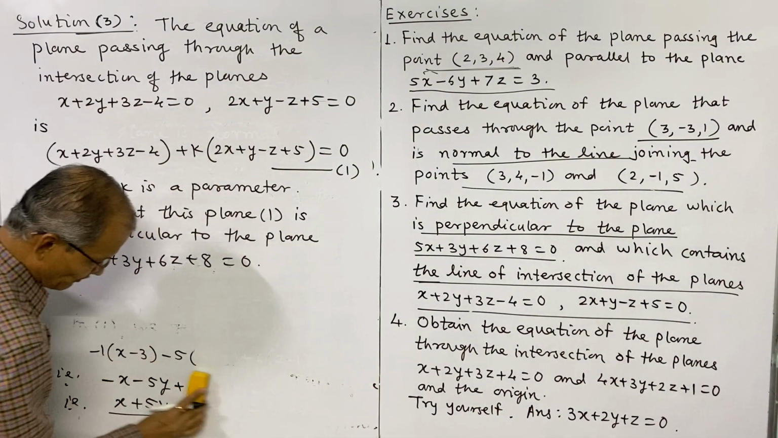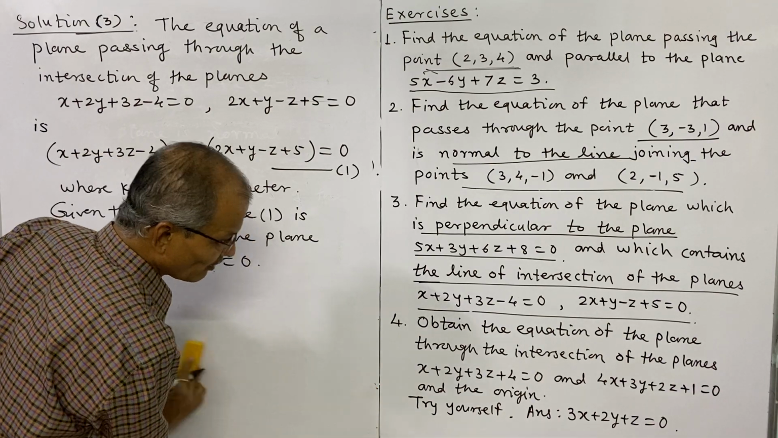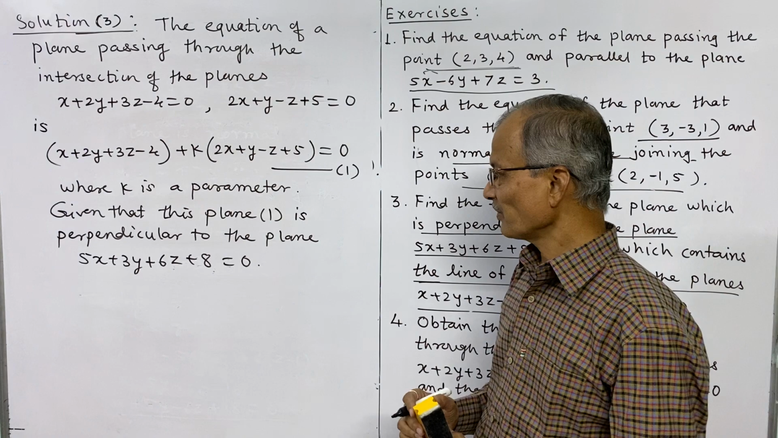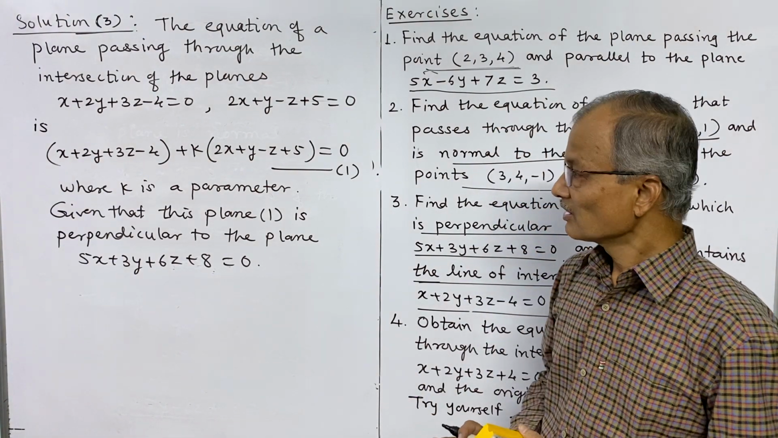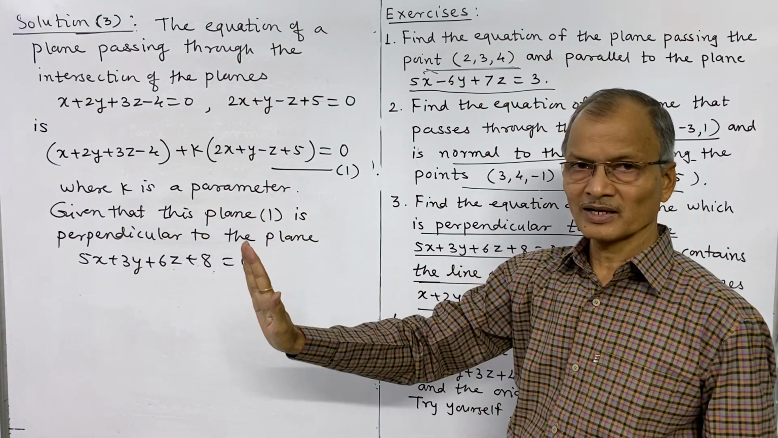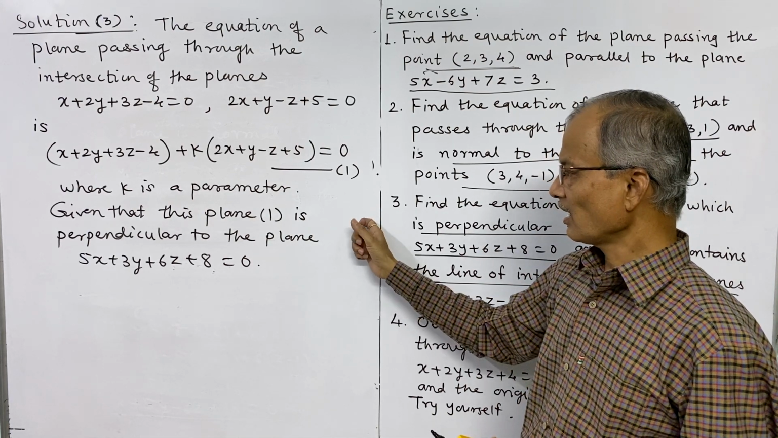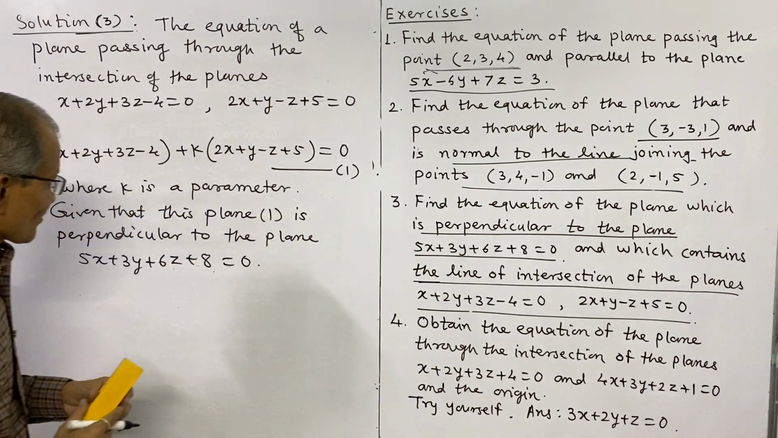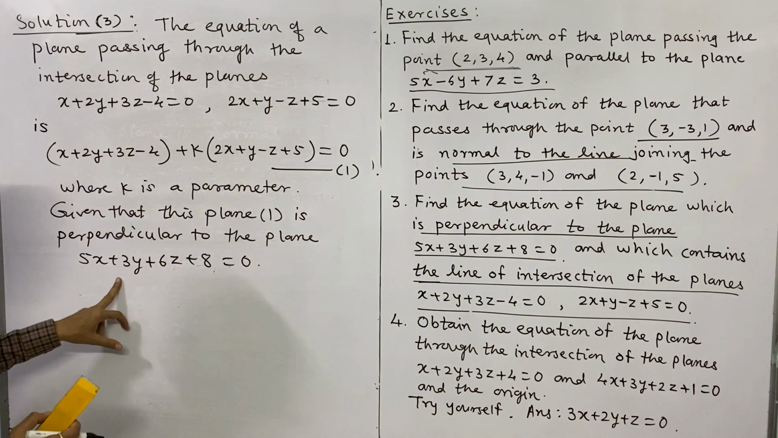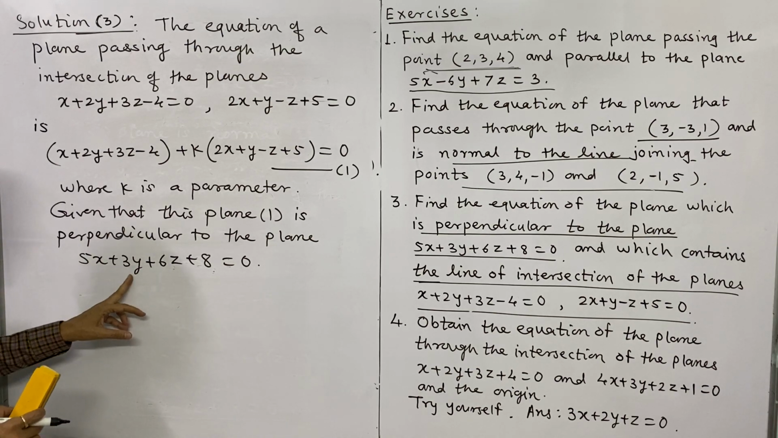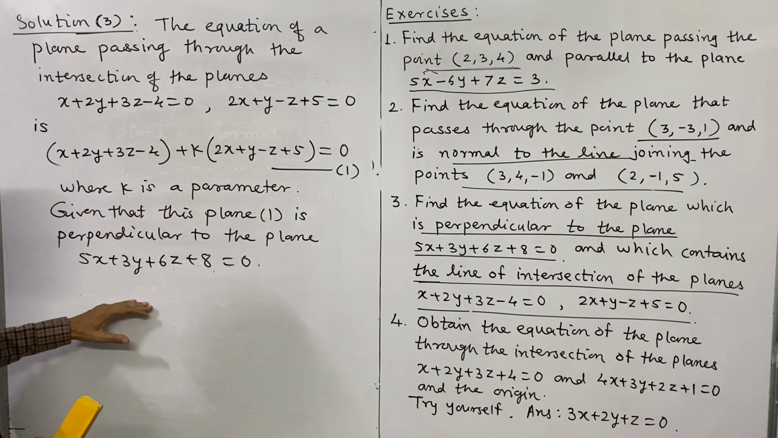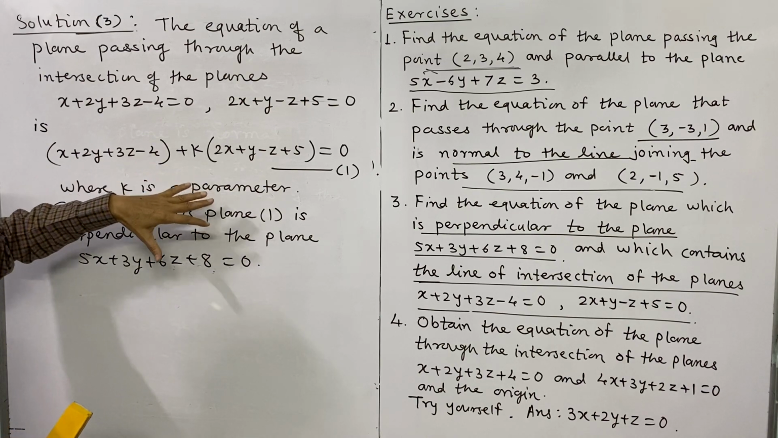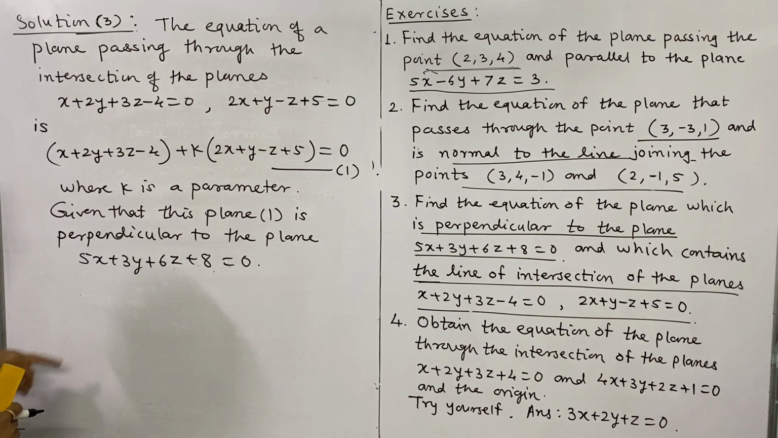So how to use this condition? The required plane is perpendicular to this given plane. What will be the relation between their normals? We know that if the planes are perpendicular, then their normals are also perpendicular. The DRs of the normal to this plane are 5, 3 and 6. So these will be the DRs of the normal of the given plane, and then we use the perpendicularity condition.